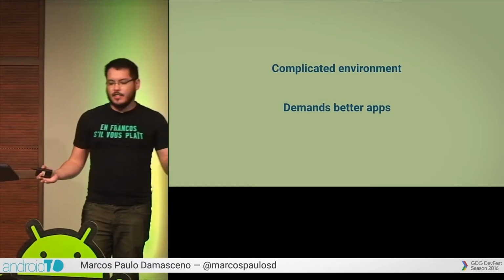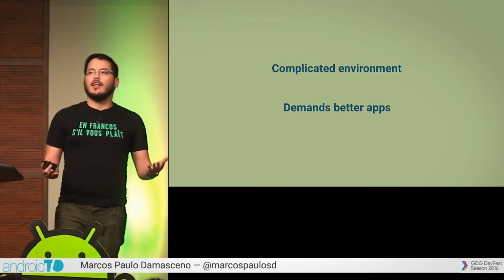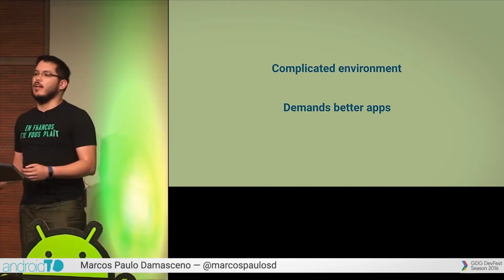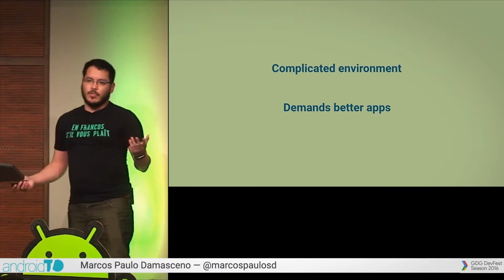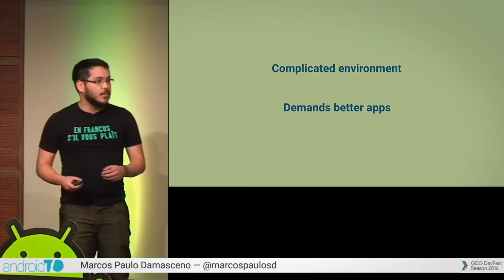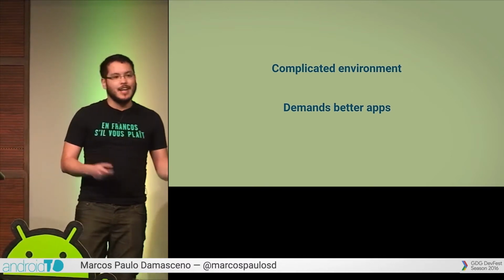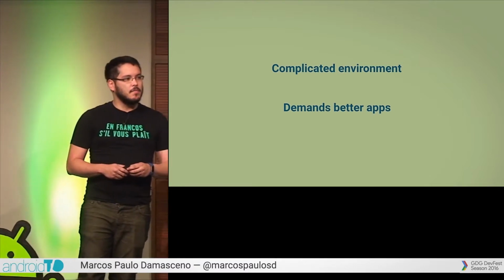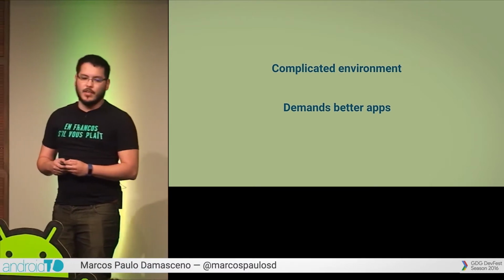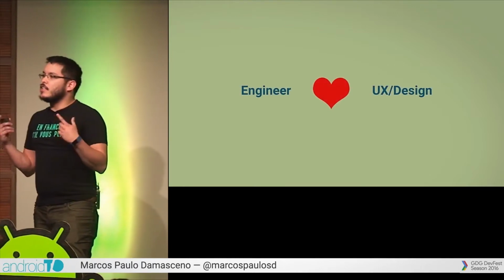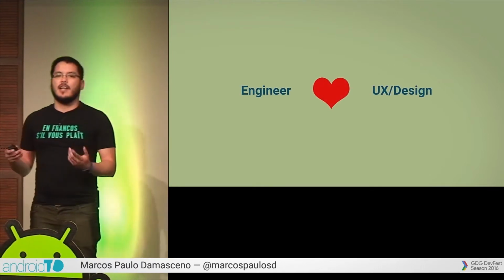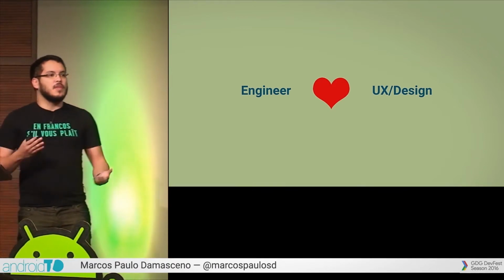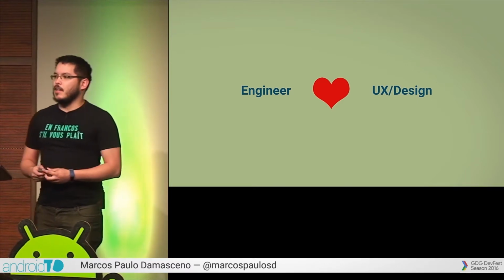So it made me realize that a complicated environment demands better apps, and I never thought about it. I never thought about how my users are going to be using my app, when they're going to be using it, and if at that time my app will be the best for them, will be working well, will have a good experience. By questioning all those things, that's how I fell in love with design and UX, and that's why as a developer I try to make the communication between a designer and a dev the best I can.